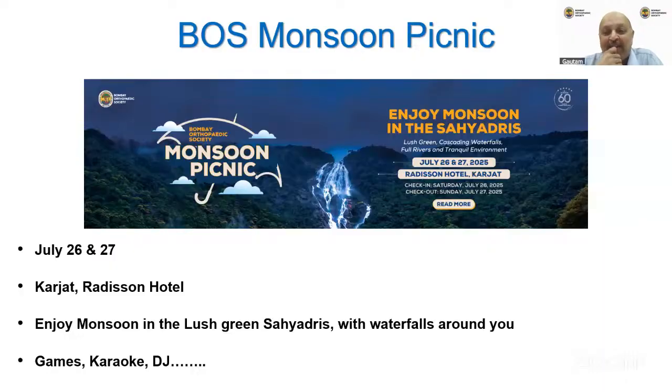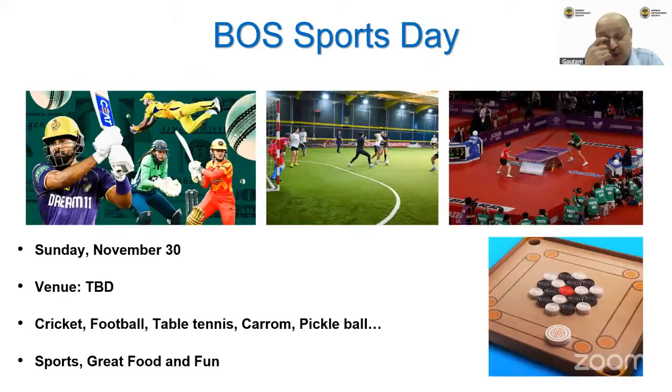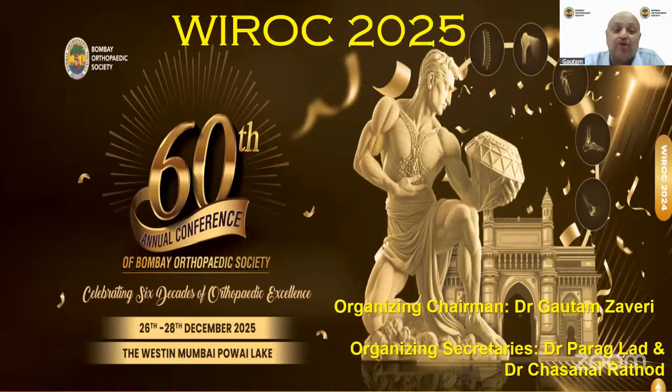Finally, in Bombay, we don't always think of work. We also have fun. So we have a monsoon picnic, which is on July 26 and 27. And I'm sure residents and fellows from around Bombay would like to join us for this. And those of you who like to play sports, on November 30th we have a sports day where we will be having a number of different sports and it'll be great fun. We will release details on this in time to come. The highlight of the year is going to be the 60th annual Western India Regional Orthopedic Conference, which is going to be held between 26 to 28 December later in the year.